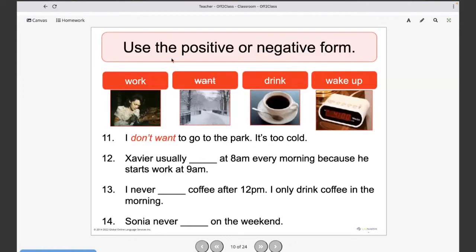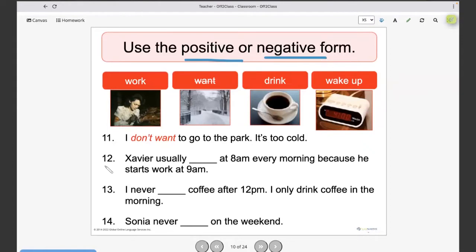Now, let's start using positive or negative form. Here you have to use the positive or the negative. Maybe you're going to use doesn't or don't, or just keep the verb as it is if you have we, you, they, and I. If you have he, she, it, you know what to do. We add s, es, ies, and so on.